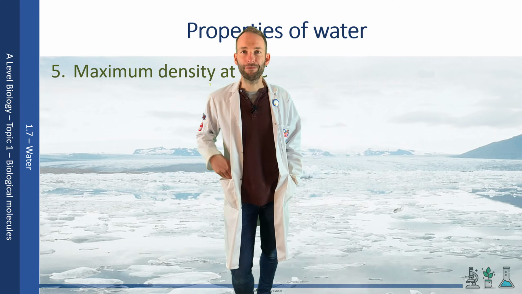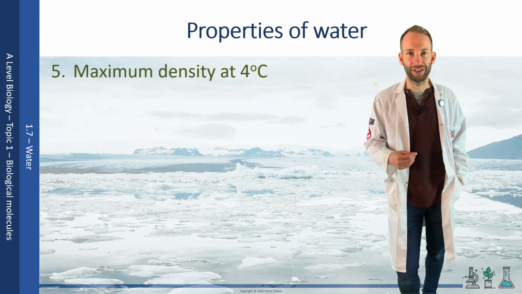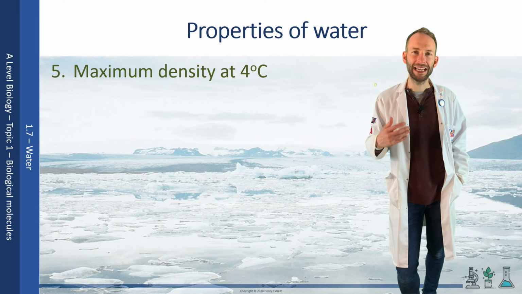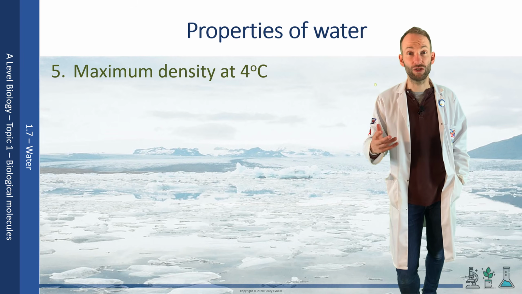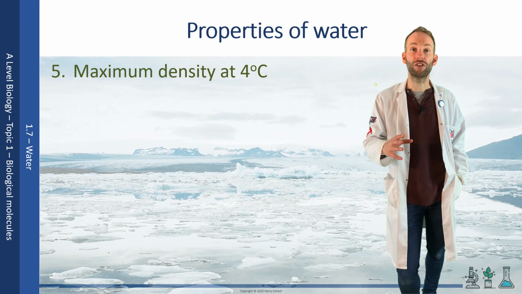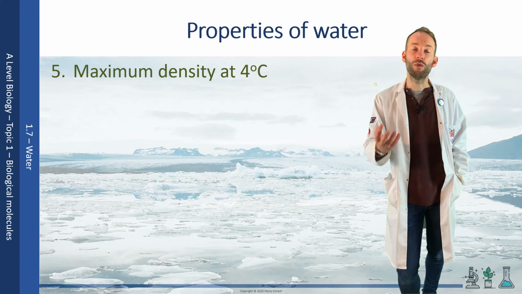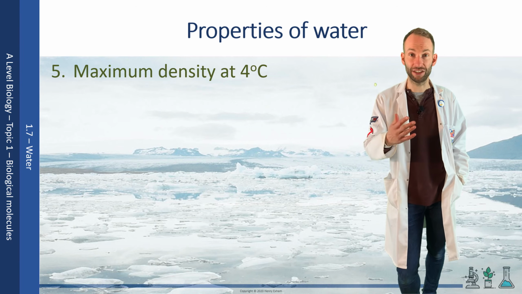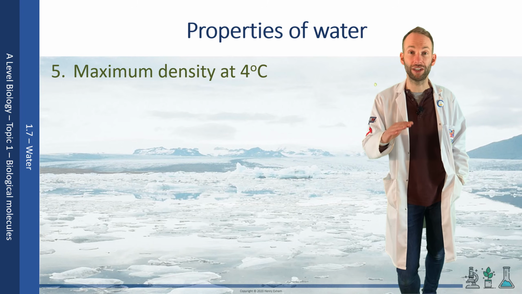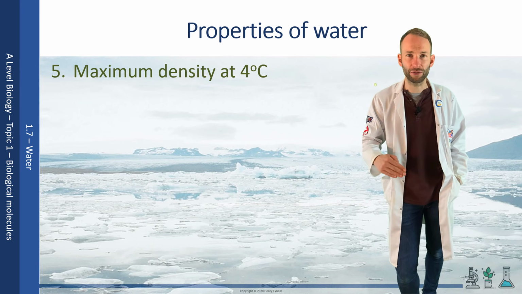The 5th thing is the maximum density at 4 degrees C. What does that mean? Well, it means that when you cool water, it actually gets less dense. Normally, when you cool liquids and they turn to solids, they become more dense, they sink. But when you cool water down below 4 degrees C and it starts freezing and you get to 0 and it's frozen and forms a solid, forms ice, the ice floats, which is unusual.